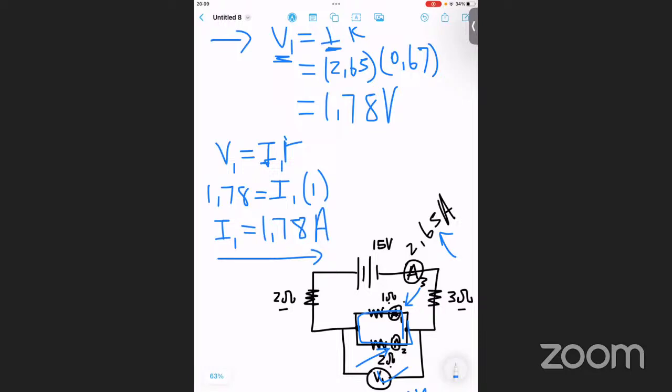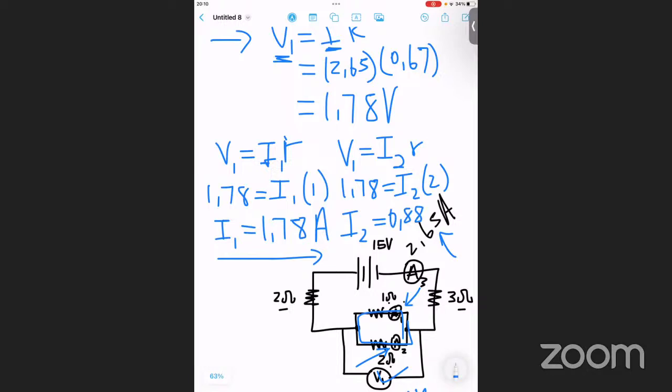And then again, you use that V1 to get the reading on ammeter 2. Obviously, we know this is 1.78, which is equal to, you want the reading on ammeter 2. What is that resistance? It is 2. So the reading on ammeter 2 is 1.78 divided by 2, which gives you 0.88. 0.88, yes.